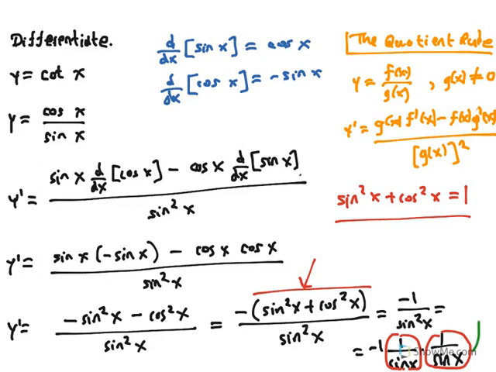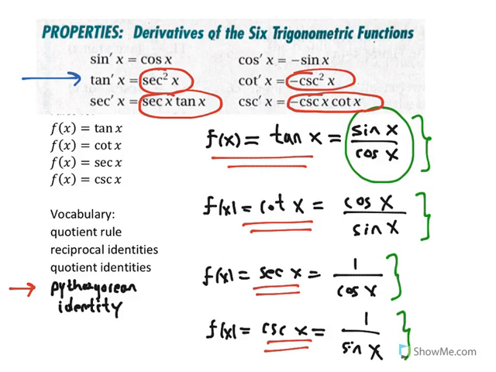I'm running out of room, so I'm just going to draw a green arrow there and write negative cosecant squared x is the derivative of cotangent x. And of course, we have that right here. The derivative of cotangent x is negative cosecant squared x.